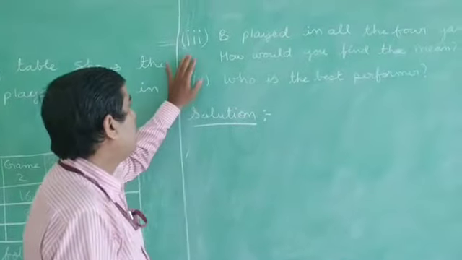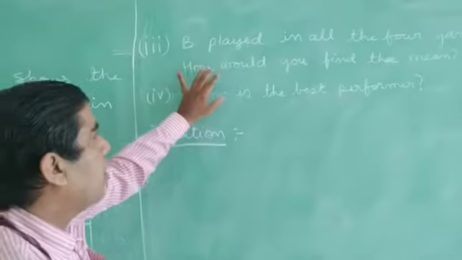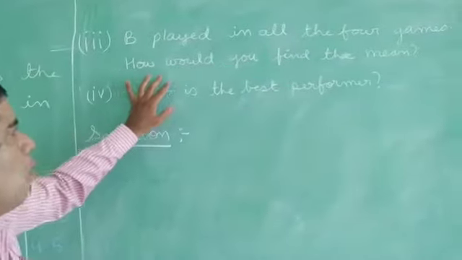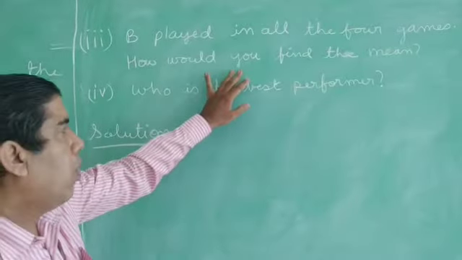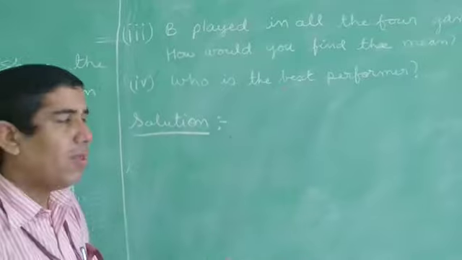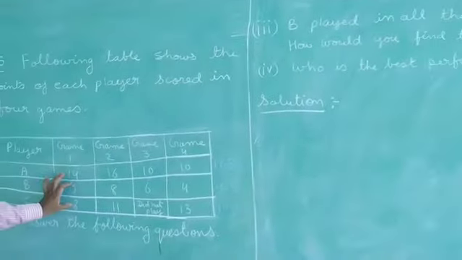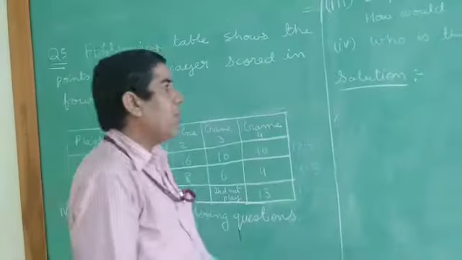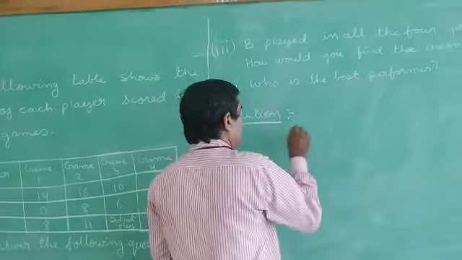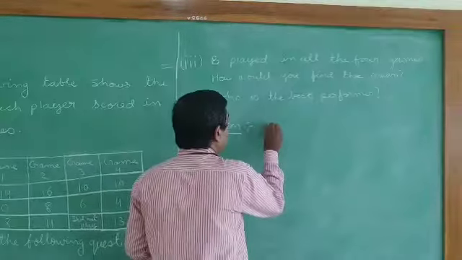Now the third part: B played in all the 4 games. How would you find the mean? So it is asked here, B is the player. So I am finding the mean here. Now you can see the mean for B.